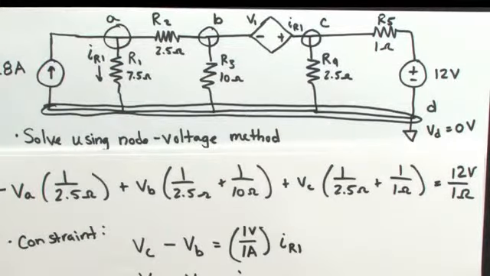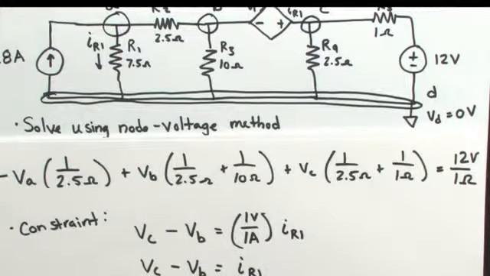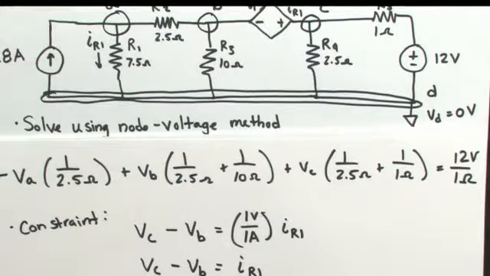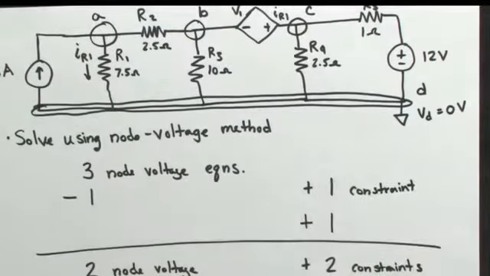And again, since I'm going to be using some type of matrix solution here, I'm going to rewrite the equation to be of this form: minus VB plus VC minus IR1 needs to be equal to 0. Okay, so we have two node voltage equations, one from node A, one from the combination of nodes B and C. We have one constraint equation. We need yet one more constraint equation as we determined in the beginning.